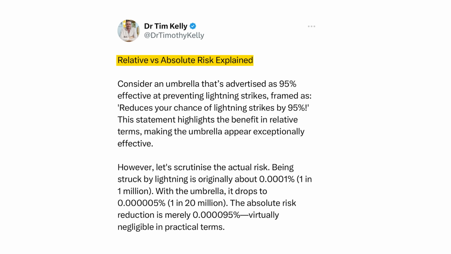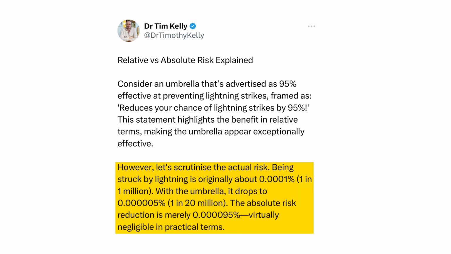Relative versus absolute risk explained. Consider an umbrella that's advertised as 95% effective at preventing lightning strikes, framed as reduces your chance of lightning strikes by 95%. This statement highlights the benefit in relative terms, making the umbrella appear exceptionally effective. Well, 95% effective, where have we heard that before?